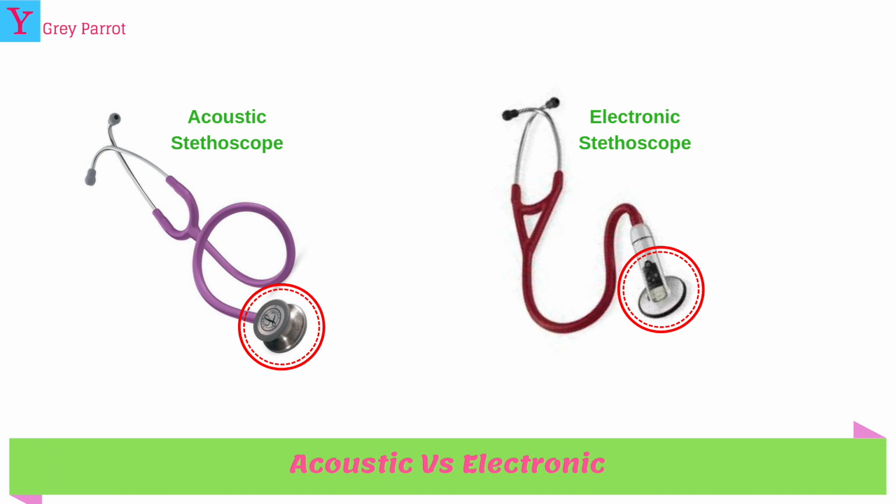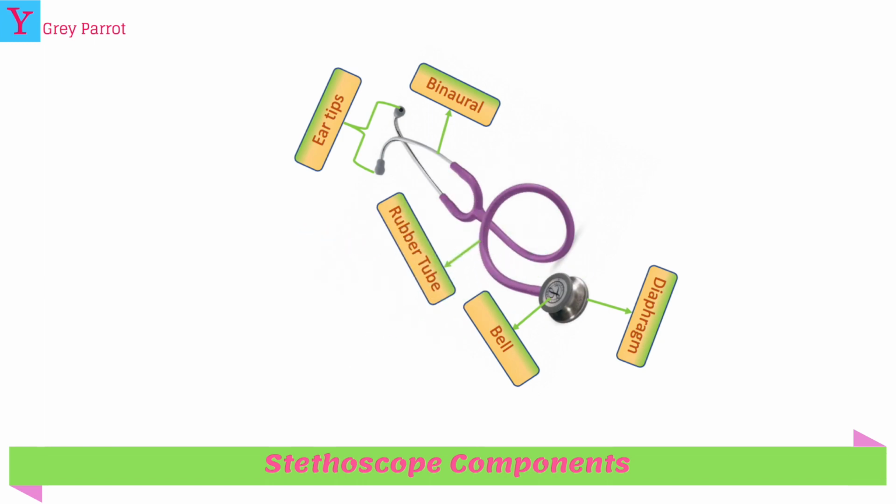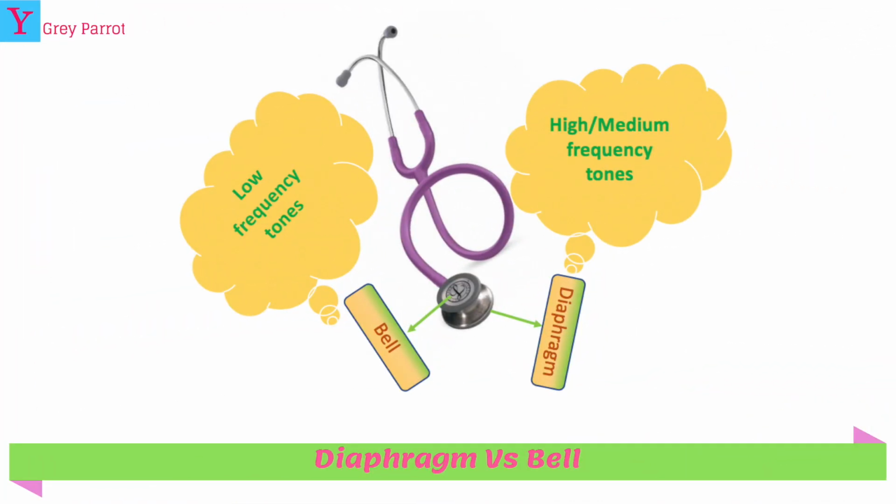Okay, let's look at what are all the parts of stethoscope. The one you are seeing here is an acoustic stethoscope. Top part has two ear tips to listen to sound waves. The other part is called binaural, which is used to produce stereophonic effect. Then you can see rubber tube. The below part is bell and diaphragm. I'll show you some more information about bell and diaphragm.